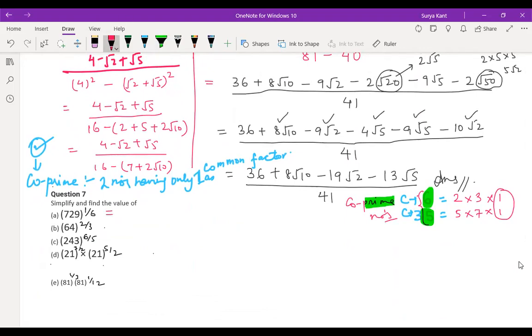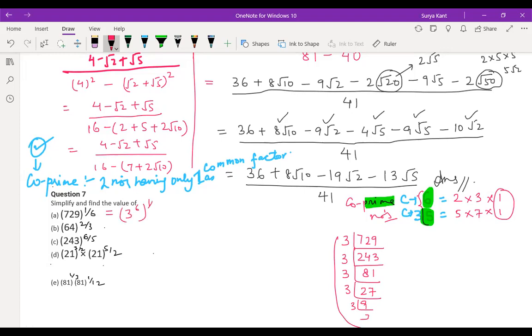Can you simplify 729 to the power 1 by 6? These types of questions are very, very easy. Simply, you just divide 729 by 3. 3 2s are 6, 3 4s are 12, 3 3s are 9: 243. Divide by 3 again: 81. Again by 3: 27, then 9, then 3. So 3 to the power 6 is coming over here.